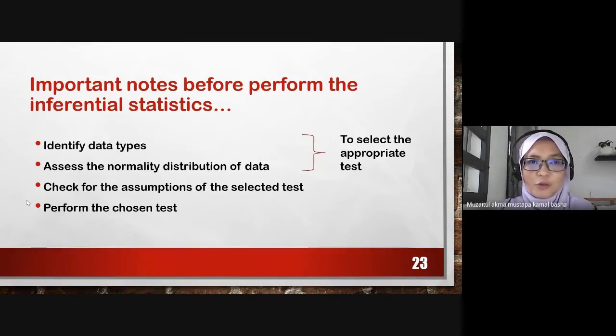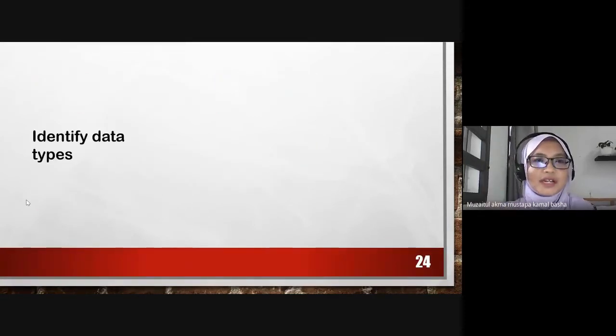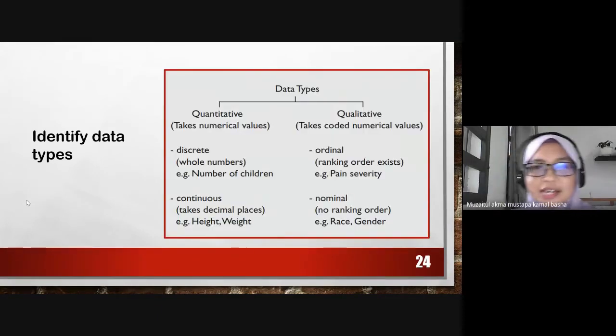So let's look one by one. We start with identify data type. Data type we usually categorize into two, quantitative and qualitative. When we talk about quantitative data, it takes a numerical value, while qualitative takes coded numerical value. Under quantitative, we have two, discrete quantitative data and also continuous data.